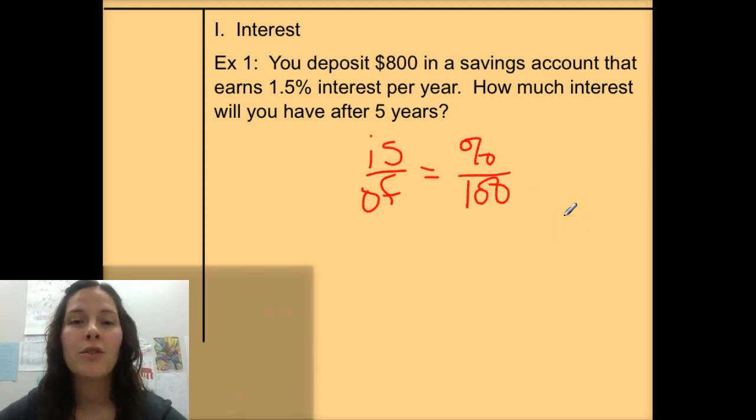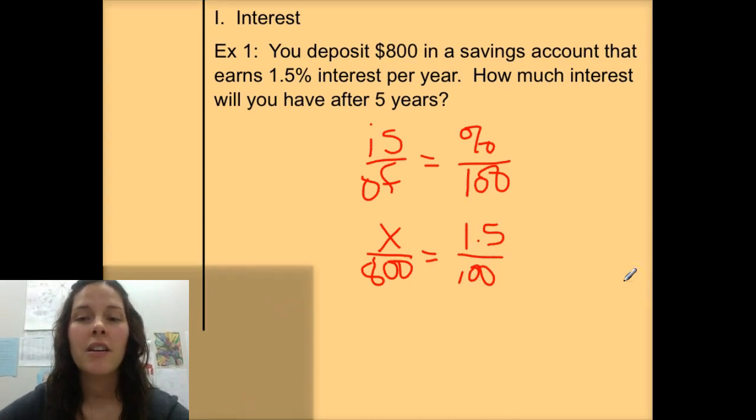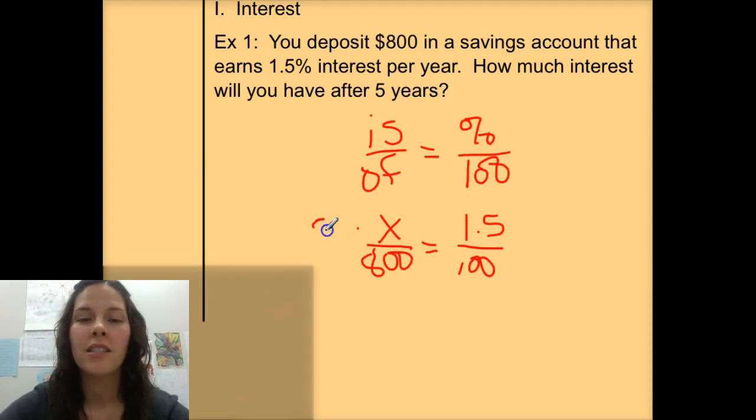What we have to do is turn the question into an is of question. So the question is, what is the interest of $800? So we're going to put our 800 where the of is. The question is, how much interest is earned? The percent was 1.5 out of 100. Another thing to be careful of is that this only gives us the interest after 1 year. And our question is after 5 years. So we'll have an extra step once we're done solving for our interest in this step.